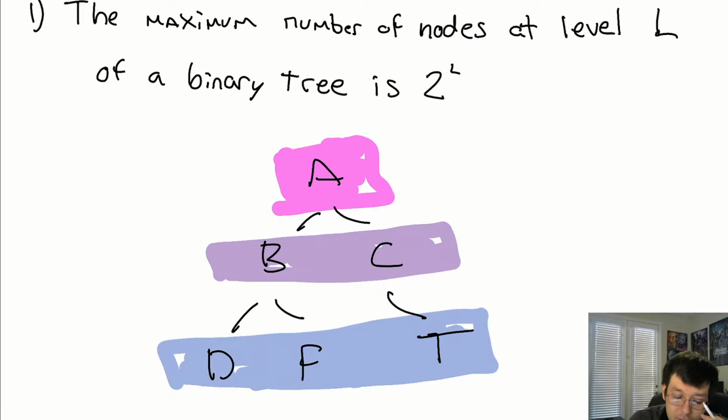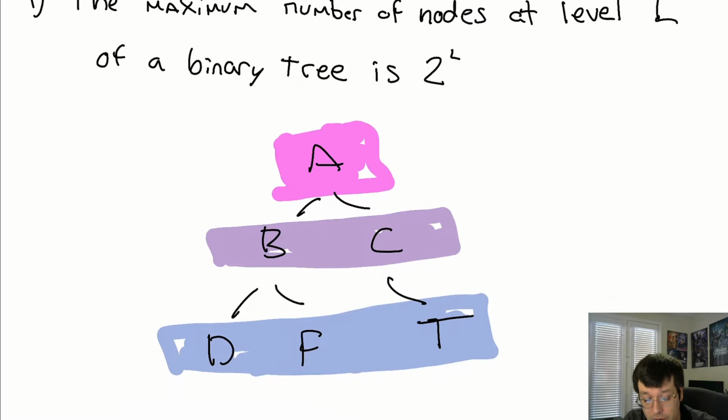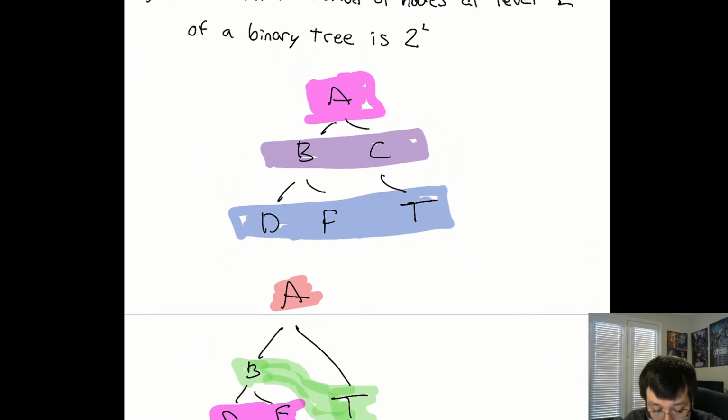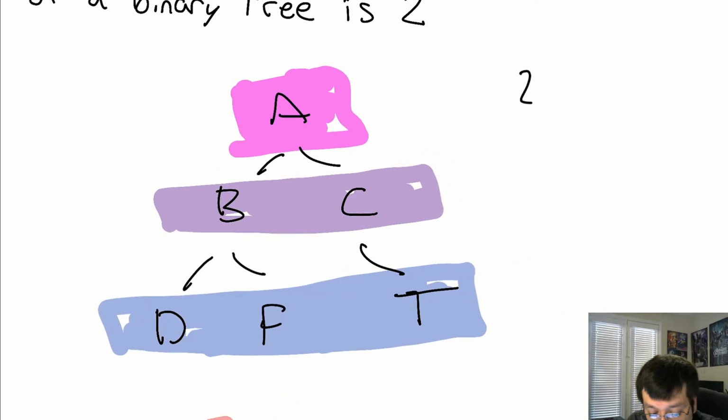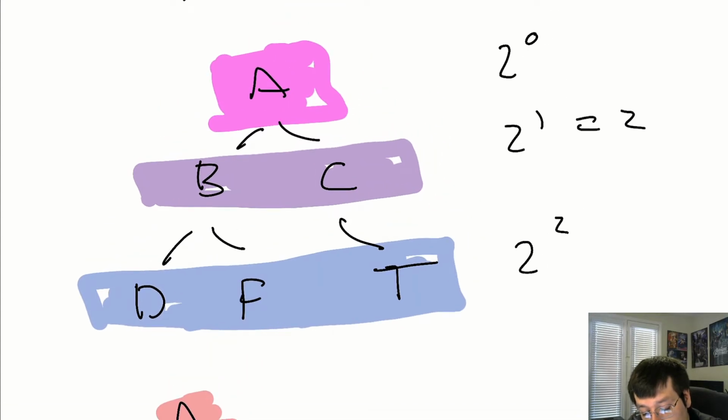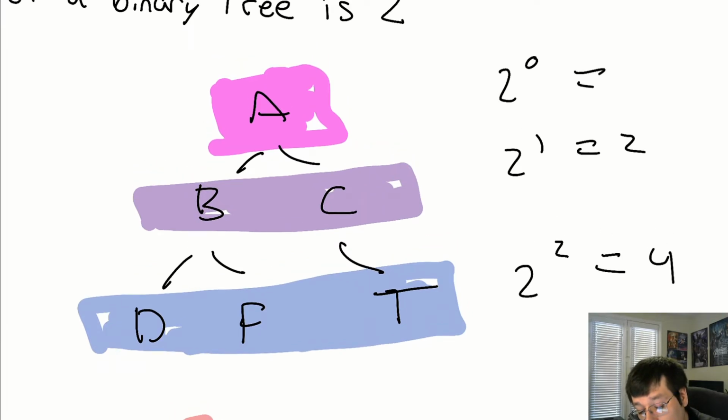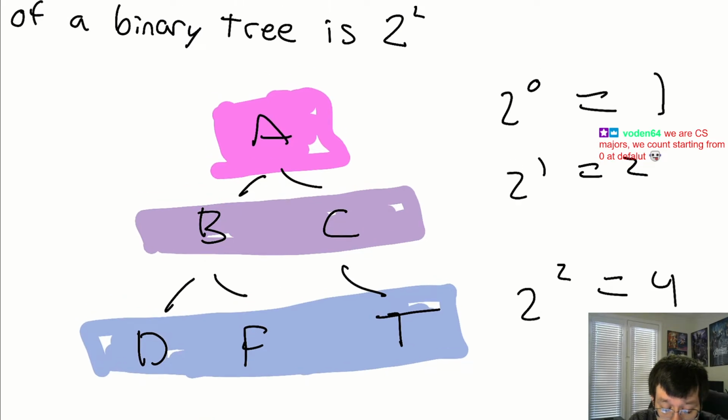The caveat is that for this to work, you have to consider the root level to be level 0. Otherwise, it doesn't work. If we're looking at this tree right here, level 0 would be 2 to the 0, then 2 to the 1, 2 to the 2, and so on. 2 to the 1 is 2, 2 to the 2 is 4, and don't forget, as we talked about with exponents, any number to the power of 0 is equal to 1. So it should be obvious that at level 0, the most nodes you can have is one, A.